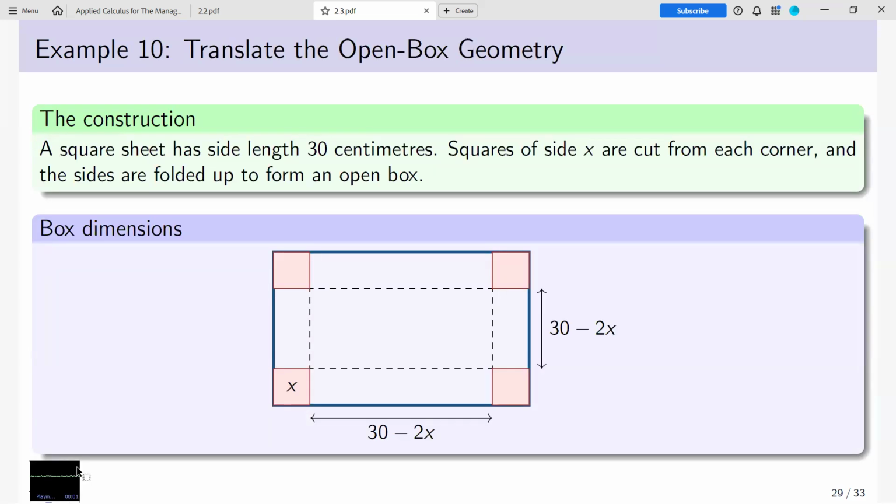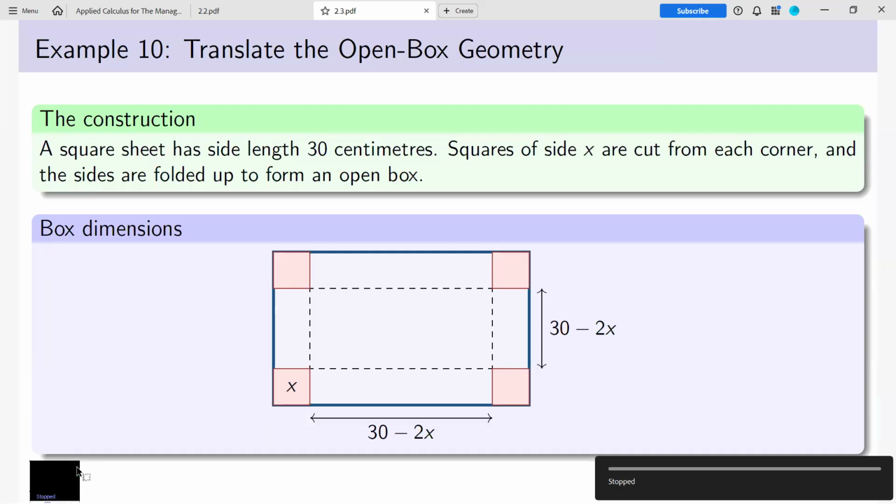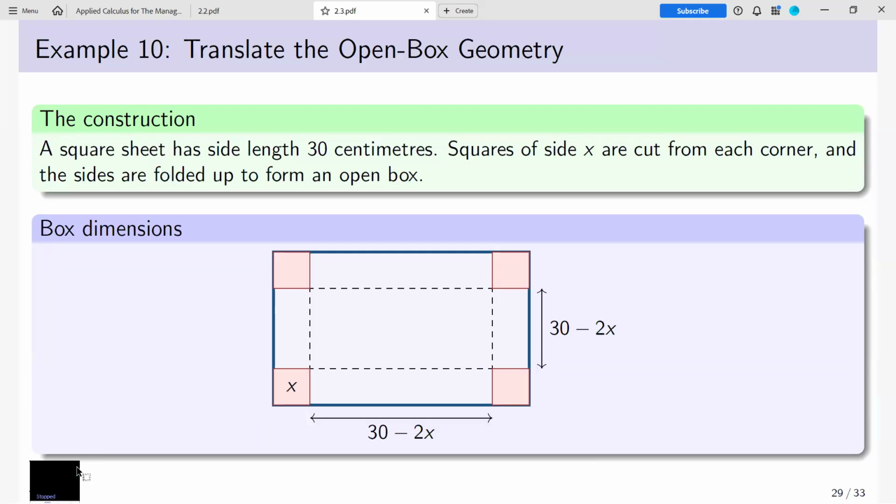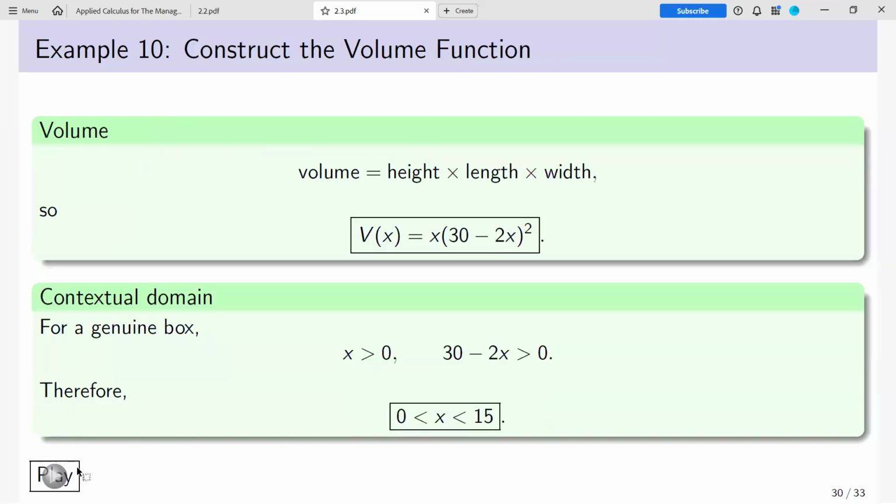Cutting out squares of side x creates box height x. Each base dimension loses x from both ends, so the base becomes 30 minus 2x by 30 minus 2x. Multiplying the three dimensions gives the volume function. Positive height and base length restrict x to values strictly between 0 and 15 centimeters.